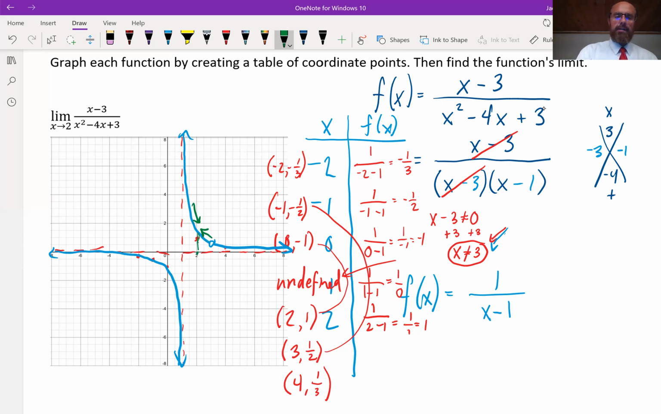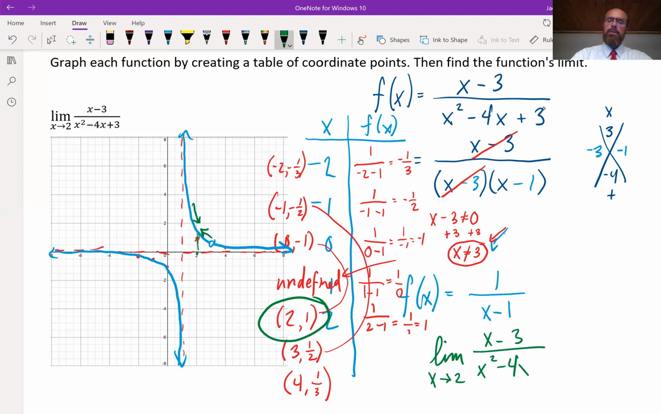We actually calculated that. And so it turns out with all this algebraic work, we really could have just used our first limit strategy, which was direct substitution. Well, that's okay. It's always good to investigate. Let's write our answer. So the limit as x approaches 2 of x minus 3 over x squared minus 4x plus 3 equals 1. So it's the y value when x equals 2.